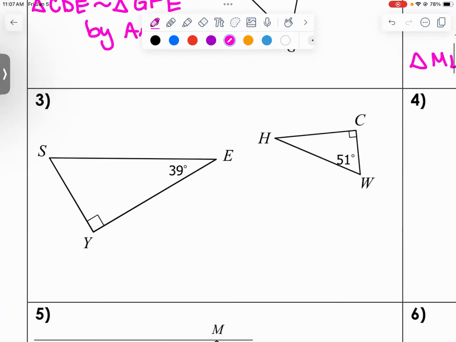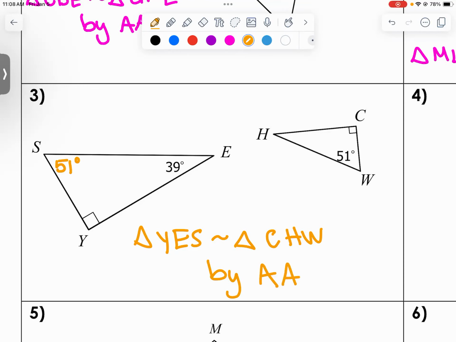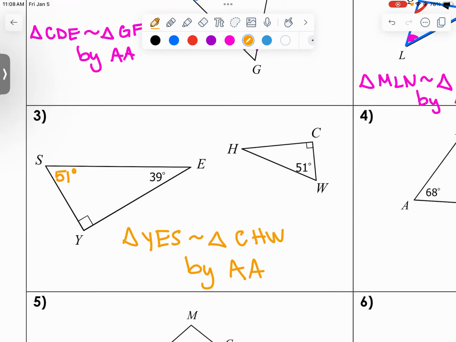Did you guys decide 3 was a yes or a no? Okay, so you're saying that angle S is 51 degrees if we do the triangle sum theorem. So we have triangle YES is similar to triangle CHW by angle. Do you agree? Awesome. Now, number 4 sparks more argument than I was anticipating.